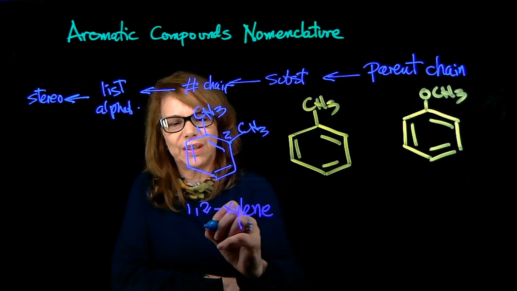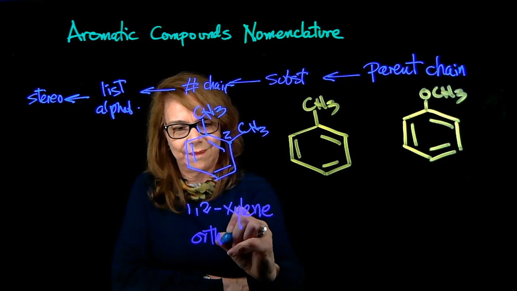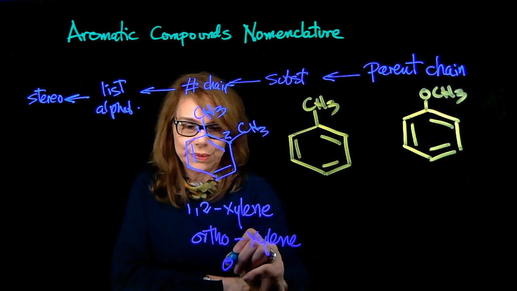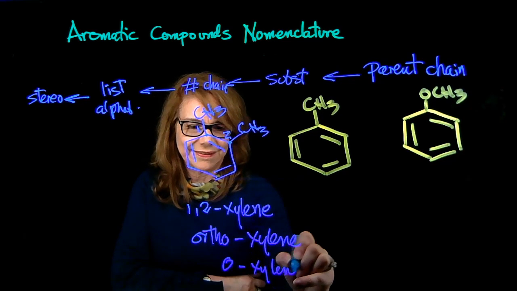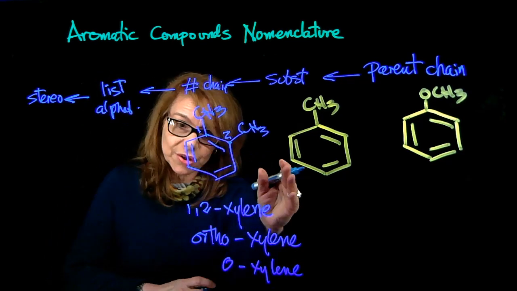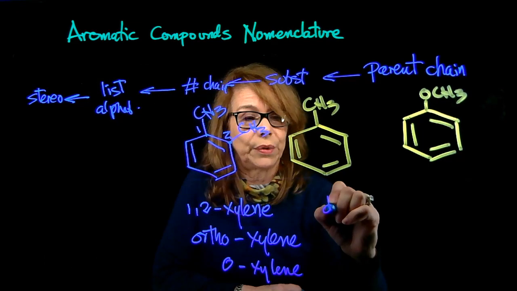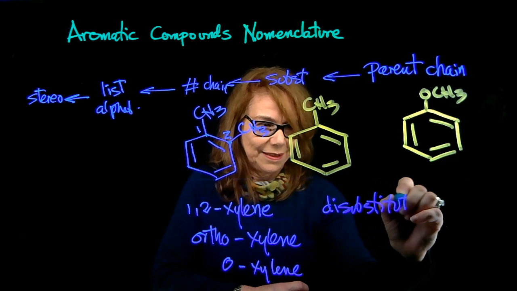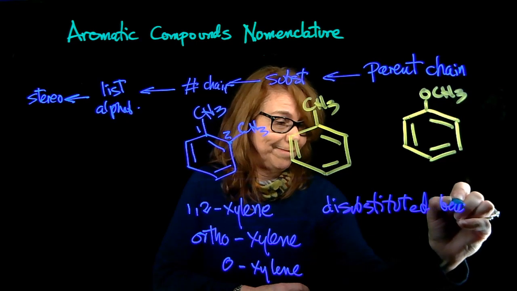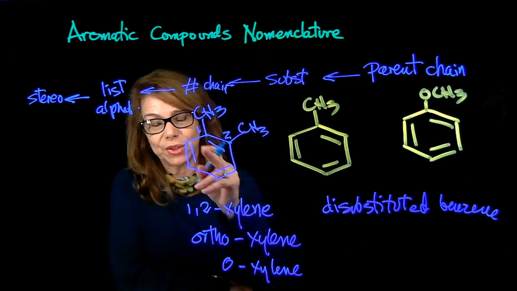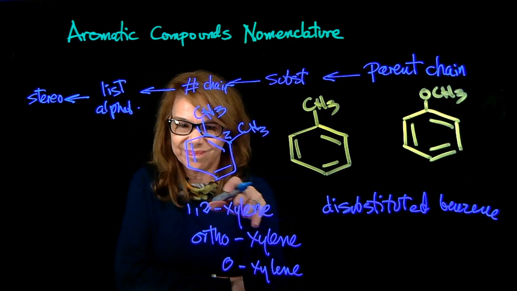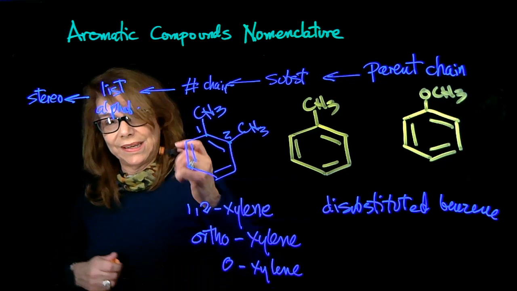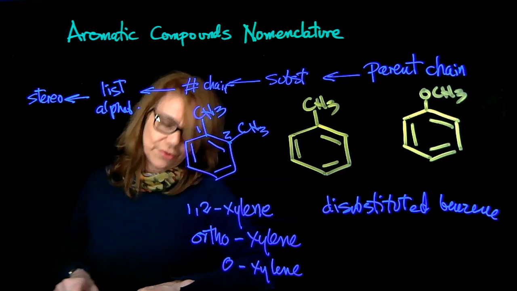This is xylene, but more commonly we say ortho-xylene or o-xylene. Now, when you have a disubstituted benzene with that 1,2 relationship, we say they're ortho, one close to the other. But they can also be another way. So let's see.